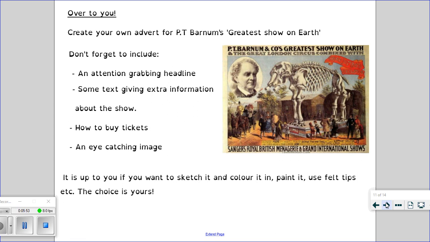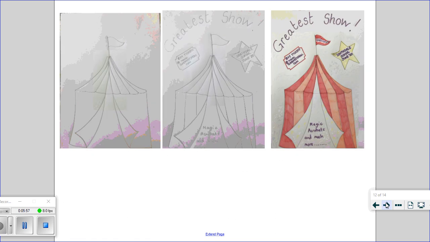So it's totally up to you if you want to sketch it and then colour it in. You could paint it, use felt tips. The choice is yours. So I'll show you my attempt.